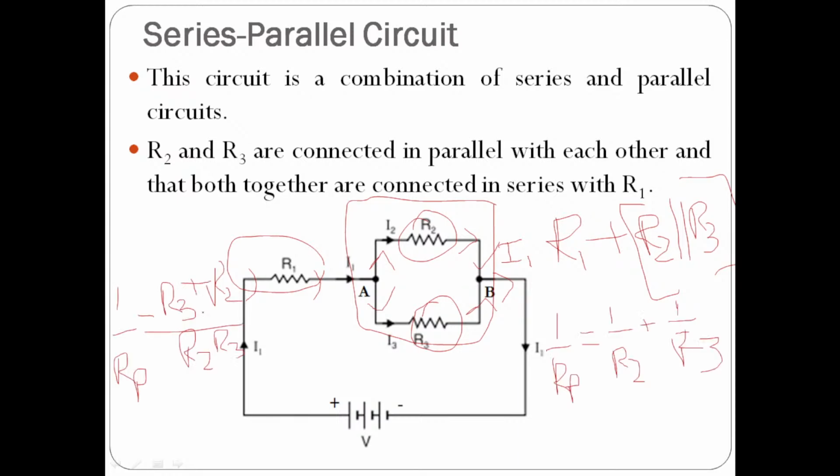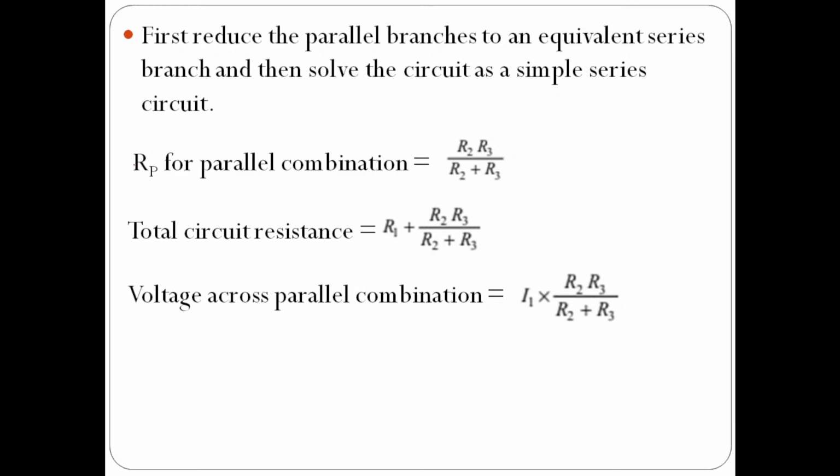So 1 by Rp is equal to R3 plus R2 by R2 R3. Just take the reciprocal. Rp I have written in the numerator, so this will also interchange. So Rp is equal to R2 R3 by R2 plus R3. I hope you have understood. Rp is equal to R2 into R3 by R2 plus R3.